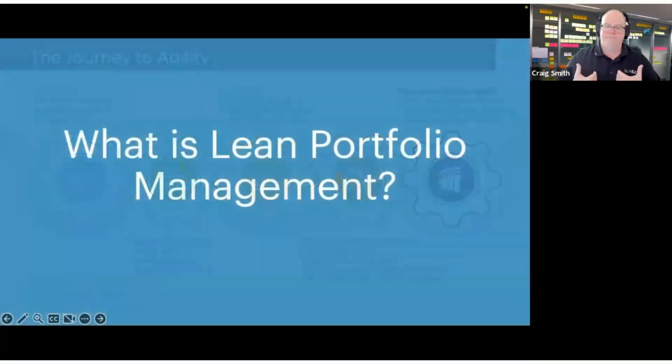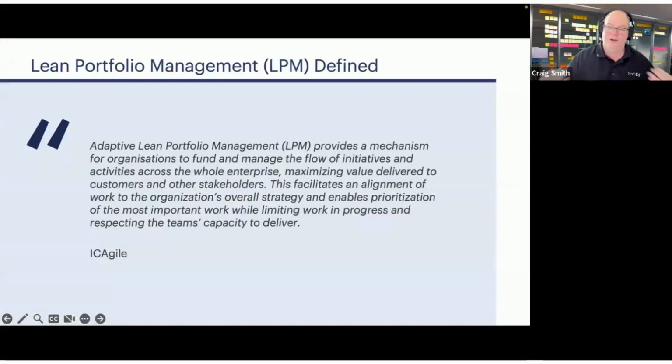So that's all well and good, but I suspect some of you are sitting there going, that's great, Craig, but what is lean portfolio management? So here's our quote in a nutshell. Now this comes from IC Agile, who I think have probably the best generic quote out there. There's lots of places talking about this, but I think the genericism of this quote is why I like it.